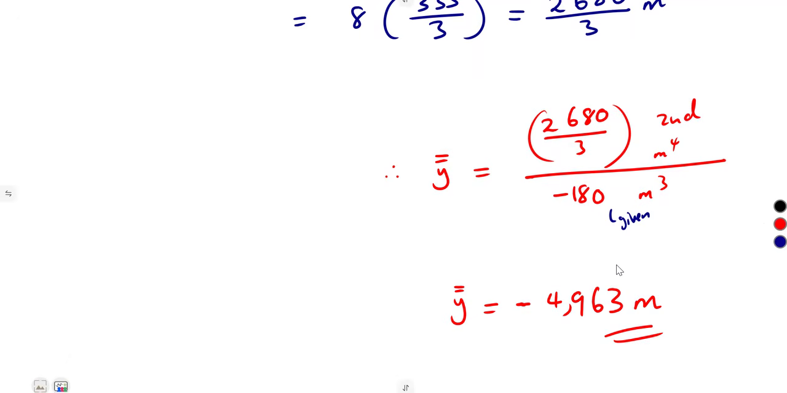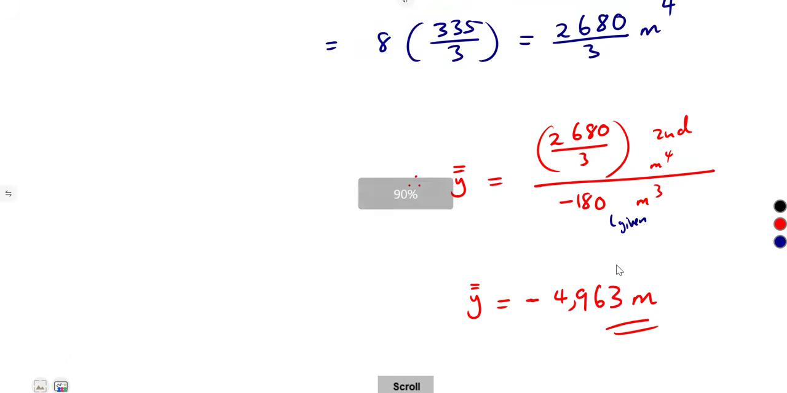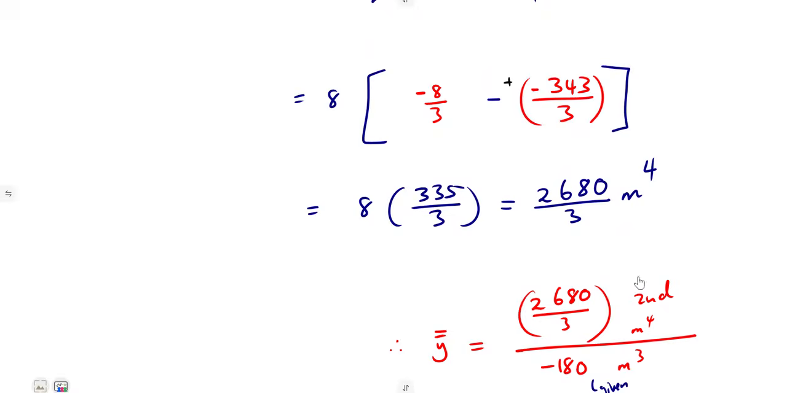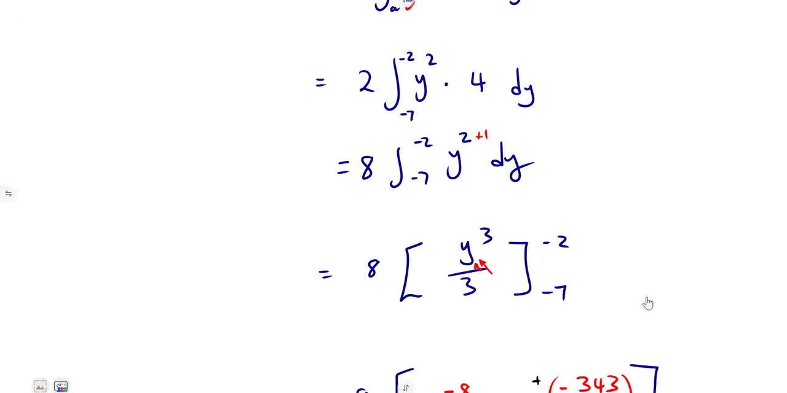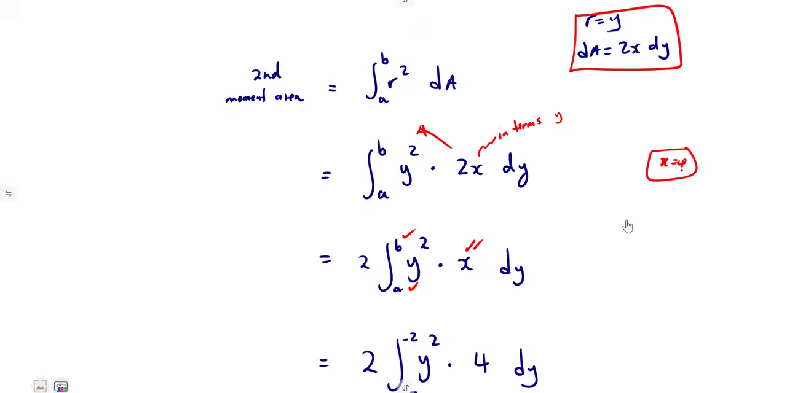Since it is below the x-axis, the answer must be a negative. Do not worry about that negative. Leave it as it is. You're done. So take note of the question: there we had to calculate the second moment of area. So this part, guys, is not going to change.